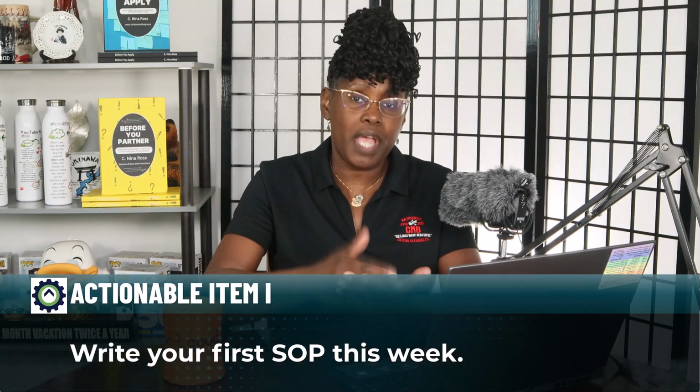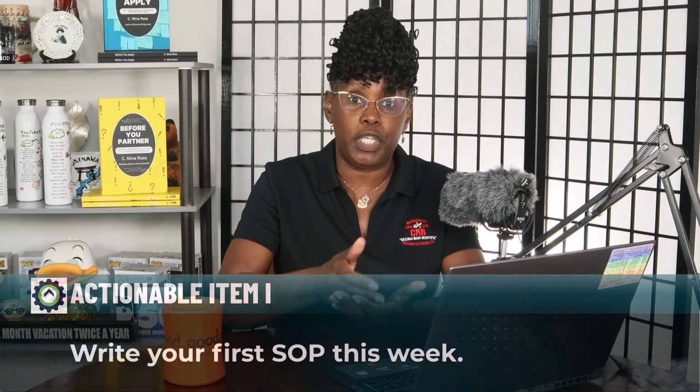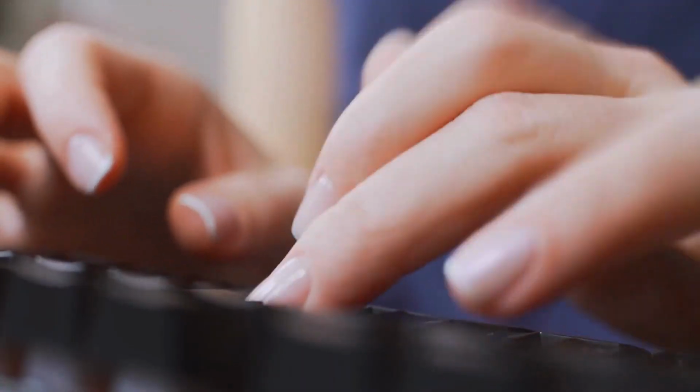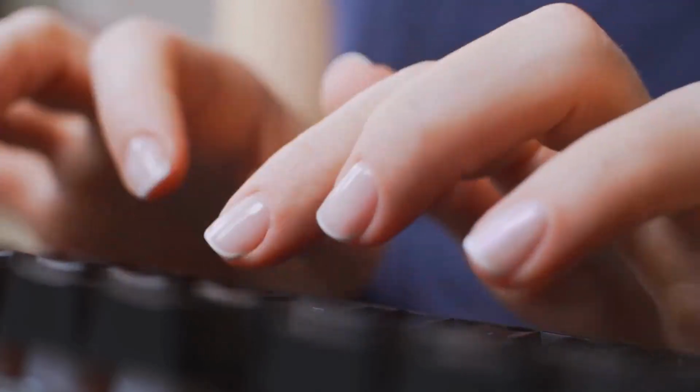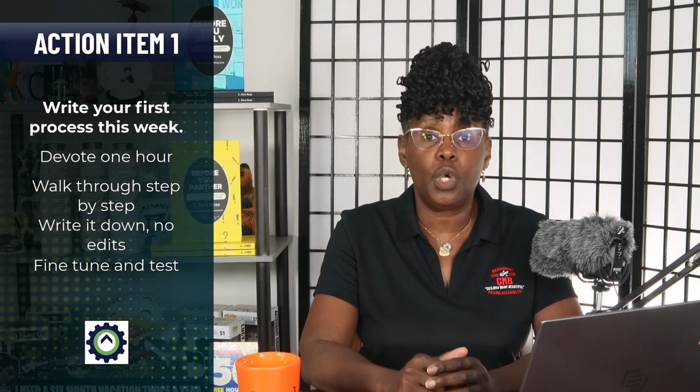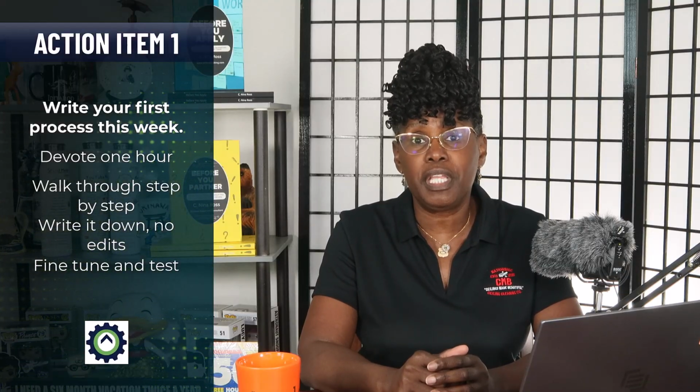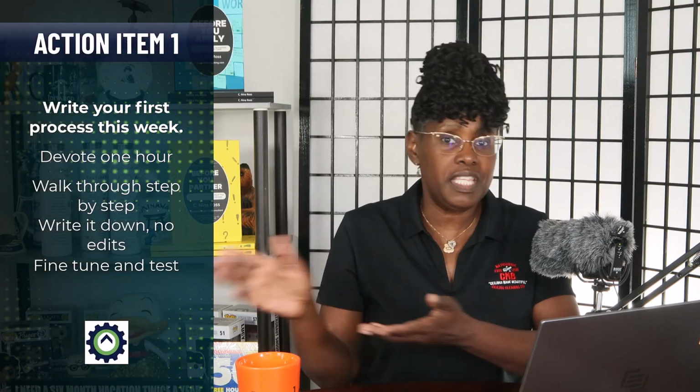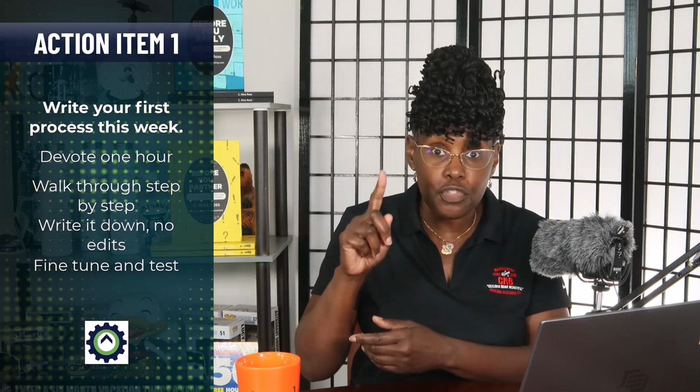You've got 2 actionable items to get started today. Actionable item 1, write your first SOP this week. Don't wait until you have time to document everything. You will never have that kind of time. Instead, pick one process, the one that causes the most confusion or the one you explain most often, and write the SOP for that process this week.